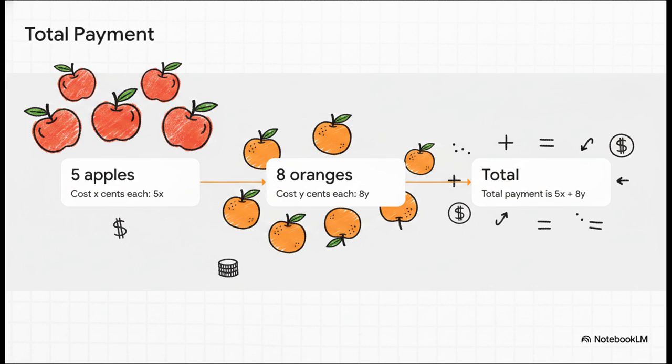Now let's try combining different variables. Walk through this classic shopping trip with me. In step 1, you buy 5 apples. You don't know the exact price, just that they are X cents each. So your cost is 5X. Step 2, you buy 8 oranges. These cost a completely different unknown amount. Let's call it Y cents each. That cost is 8Y. In step 3, we want the total. You literally just add them together. So your expression for the total payment is just 5X plus 8Y.